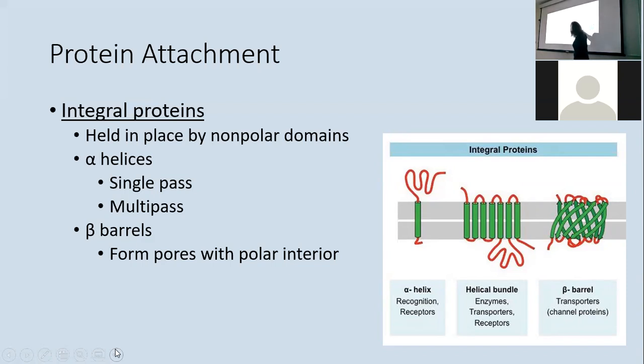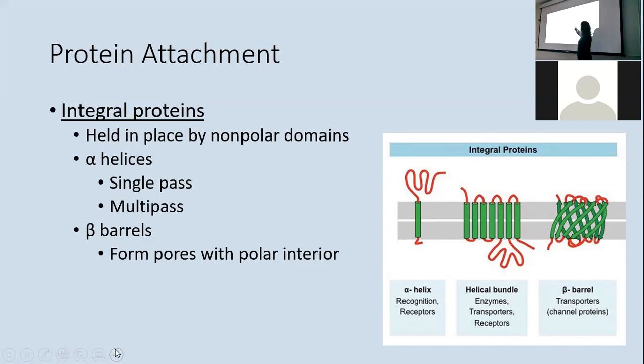We call this a single pass because it just goes into the membrane once. It just passes through the membrane one time. You can have a more complicated protein with lots of these non-polar domains. And so that protein is going to fold up and pass back and forth through the membrane, and that's a multi-pass membrane protein. You see these more frequently with enzymes or transporters or things like that.